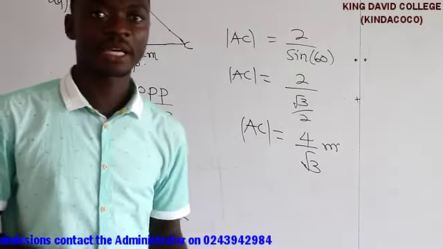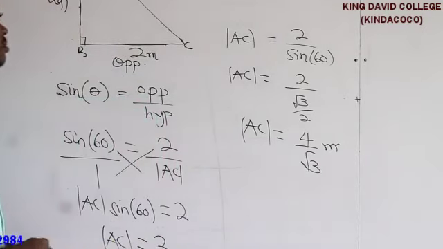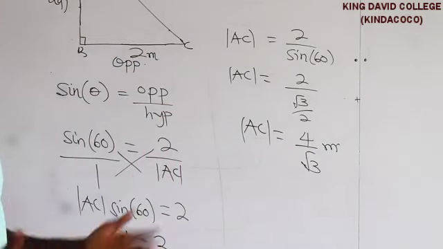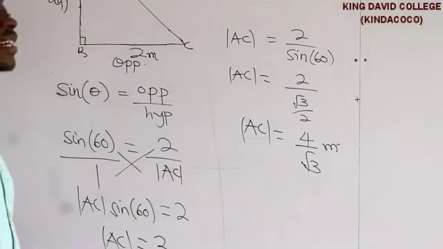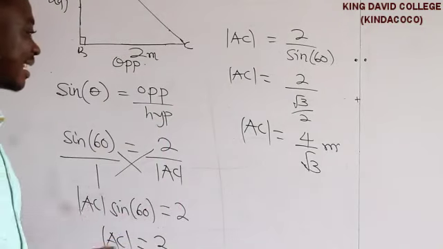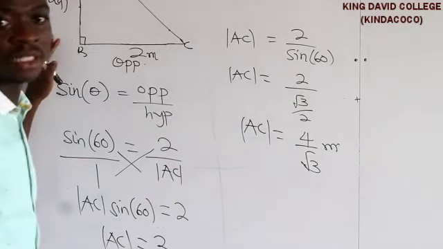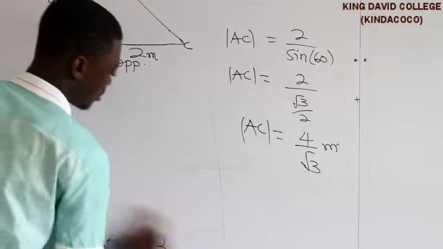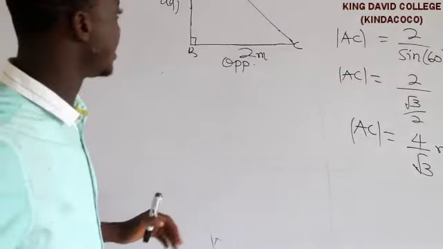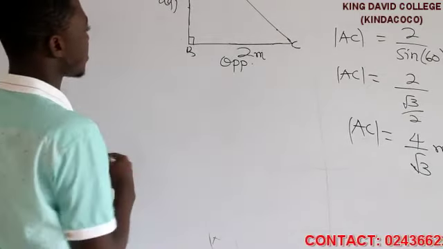We can use either sine or cosine. Sine has been used, so you can use cosine, or you can use tan. If you do that, you can find one of the sides as expected. So let's find this side, AB, in this particular regard. So then this side AB here, let's use cos.